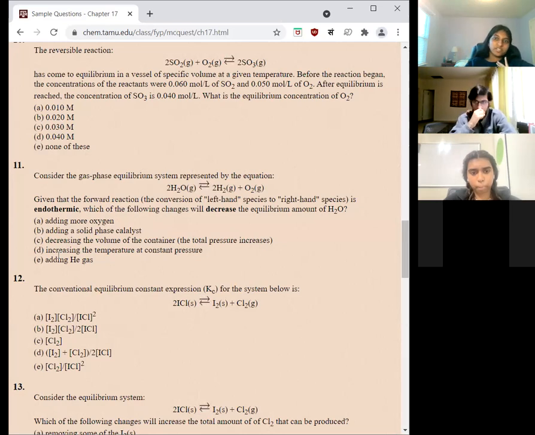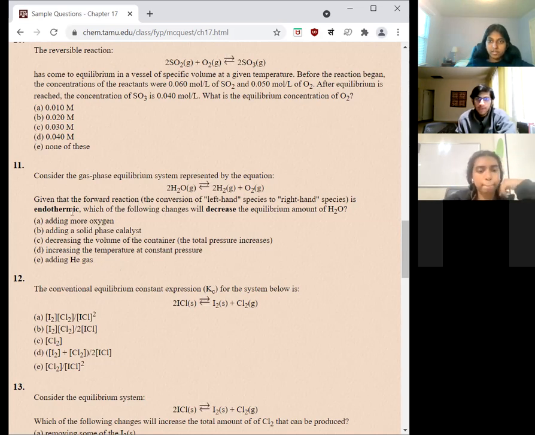We're trying to decrease some of that pressure by going to the part with less moles. So this has nothing to do with anything. And increasing the temperature. This is probably the correct one because it said endothermic in the question, but let's just think about it. So if we increase the temperature, then the endothermic reaction would be favorable because an endothermic reaction wants to take in heat.